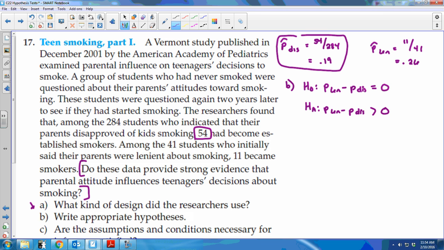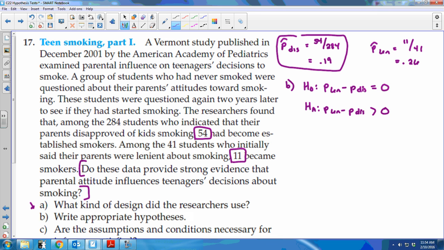54 and 230 are both greater than 10. Same thing for lenient. 11 is greater than 10, and 41 minus 11 would be what's left over, and that would be 30, and 30 is greater than 10. It's not wrong to do the percentage times the sample size, but if they give it to you as counts to begin with, save yourself some time. Okay? So that's almost all the conditions. What else we got?